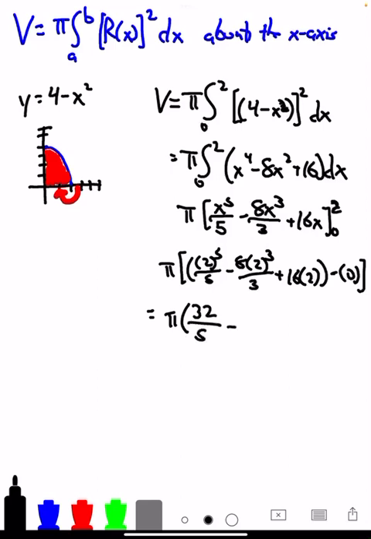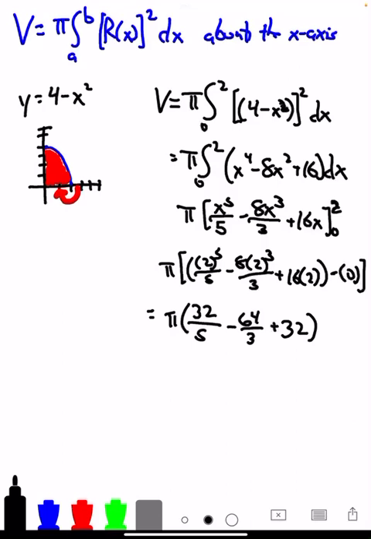minus. Now you have to remember order of operations, because sometimes that gets overlooked: parentheses, exponents, multiplication. That's 2 cubed, which gives us 8. 8 times 8 is 64. So that's 64 thirds, plus 32. Of course, that second part is 0.